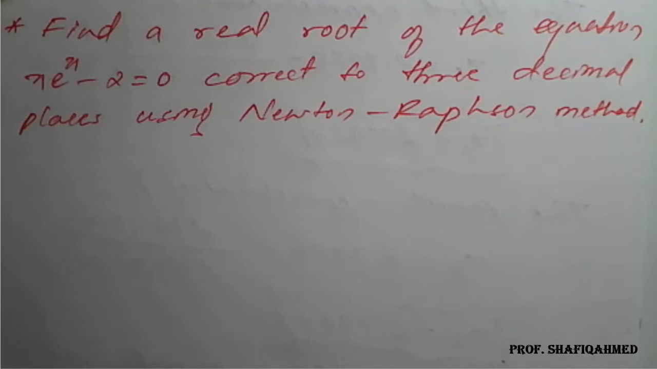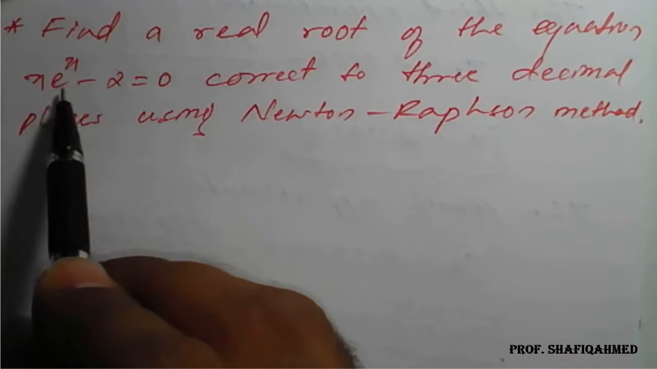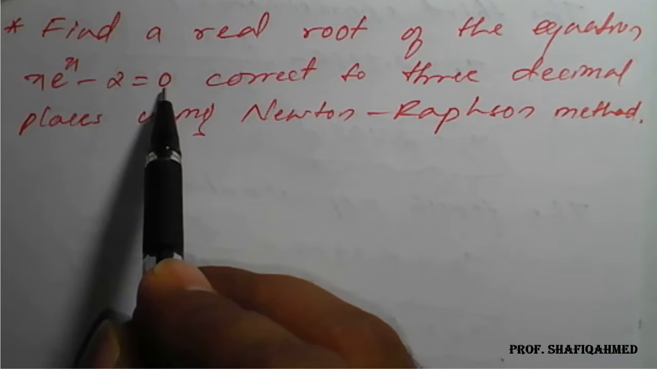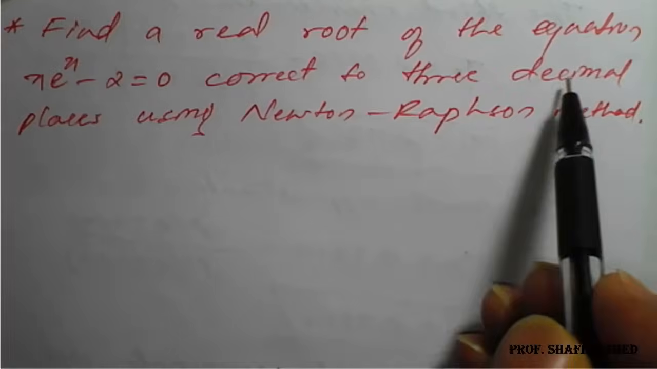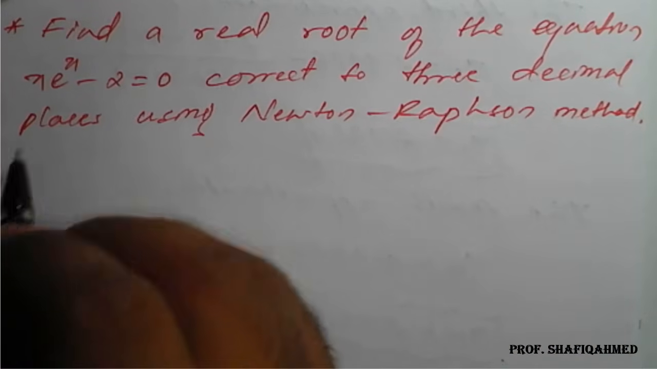In this video we'll see a problem based on the Newton-Raphson method. The problem is: find a real root of the equation x e raised to x minus 2 equal to 0, correct to 3 decimal places using the Newton-Raphson method. Solution.